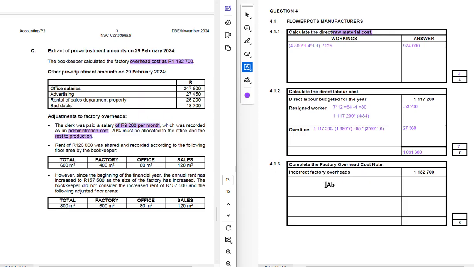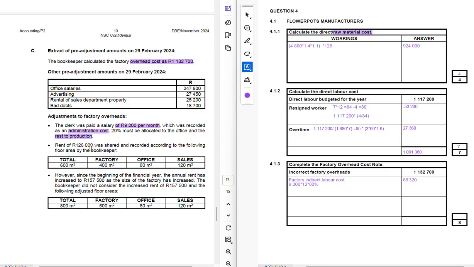To make this adjustment, we're going to have to say factory indirect labor cost. And then to get that amount, you need to say 9,200, which is the monthly salary. You multiply by 12, which is the number of months the clerk has worked, and then you multiply that by only 80%, which is what should be allocated directly to the factory overhead. And the amount that you're going to get is going to be 88,320.